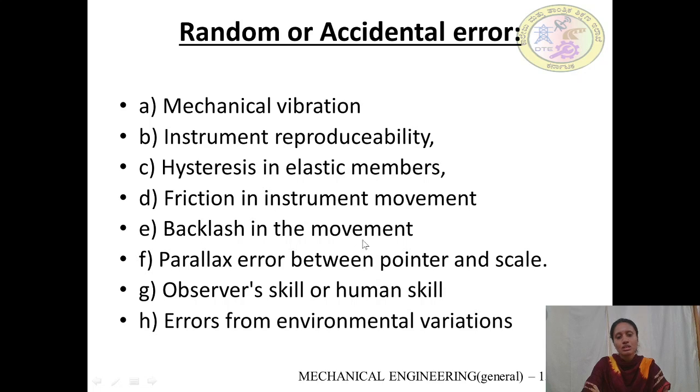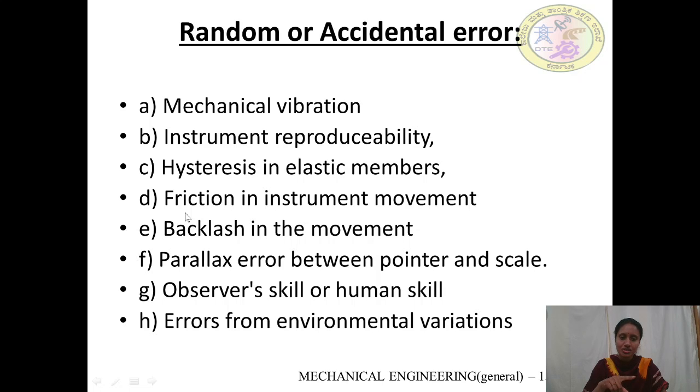Backlash in the movement. This backlash error occurs in the gears. I think you have observed, when we use pointer and scale arrangements or pointer and scale display units in some measuring devices, sometimes the pointer will be deflecting like this. It won't stand at a particular reading.